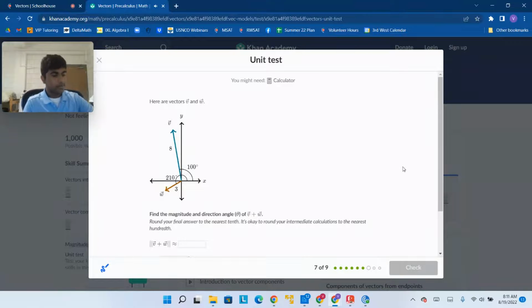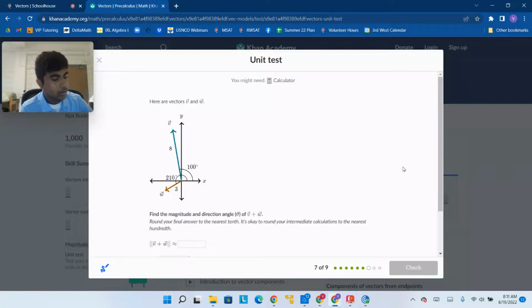Here are vectors v and w. Alright, so we have these two vectors, and we're asked to find the magnitude and direction angle of v plus w. Right, so it shouldn't be too hard. How are we going to go about doing this now? Let's think about what we do when you have these direction angles, different direction angles and different magnitudes of vectors. I'm not asking you to add them up. But what did we do last time?